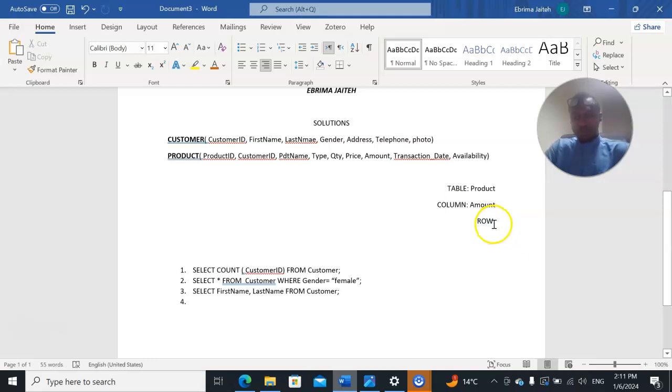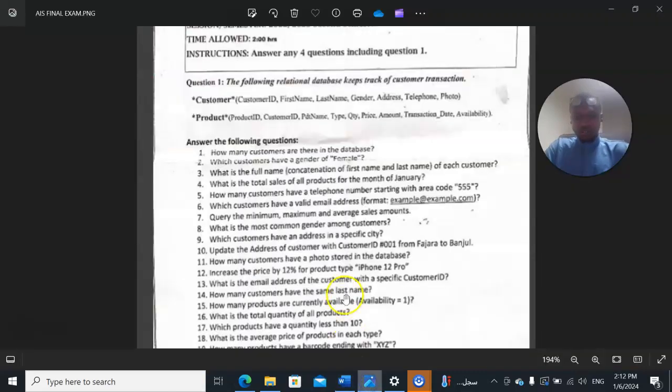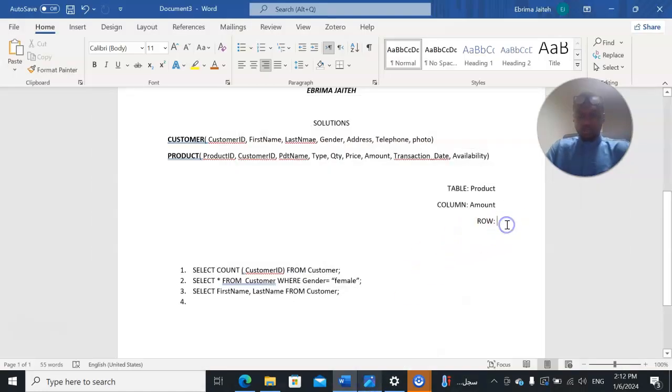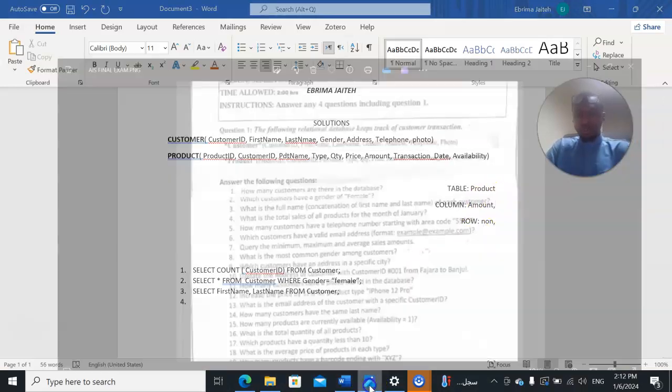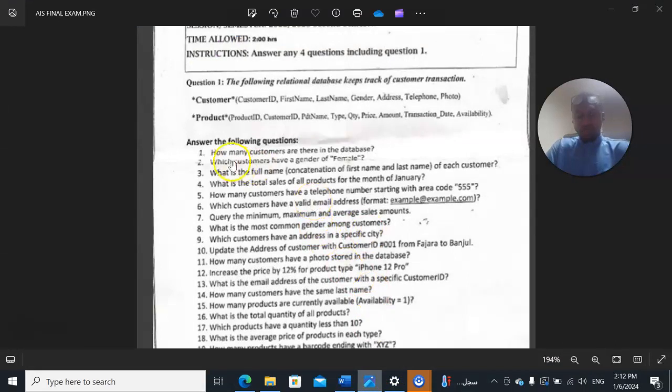For example, when we talk about row, the row must be information that can be categorized under this column. And amount, we know that it must be in the form of figures like 100,000, 50,000, 10,000, something like that. Did they give us any information such as that in this question? What is the total sales of all products? So no, they didn't mention anything like that, isn't it? So we're going to write here none for amount.